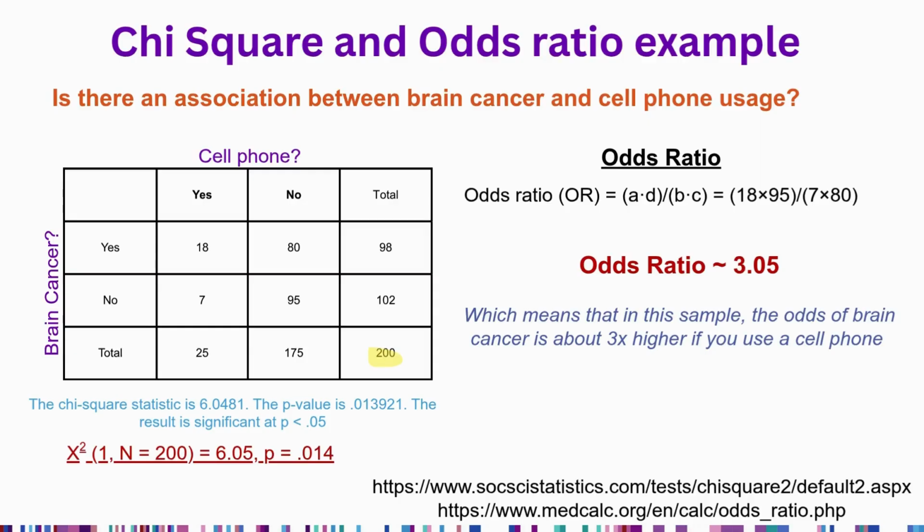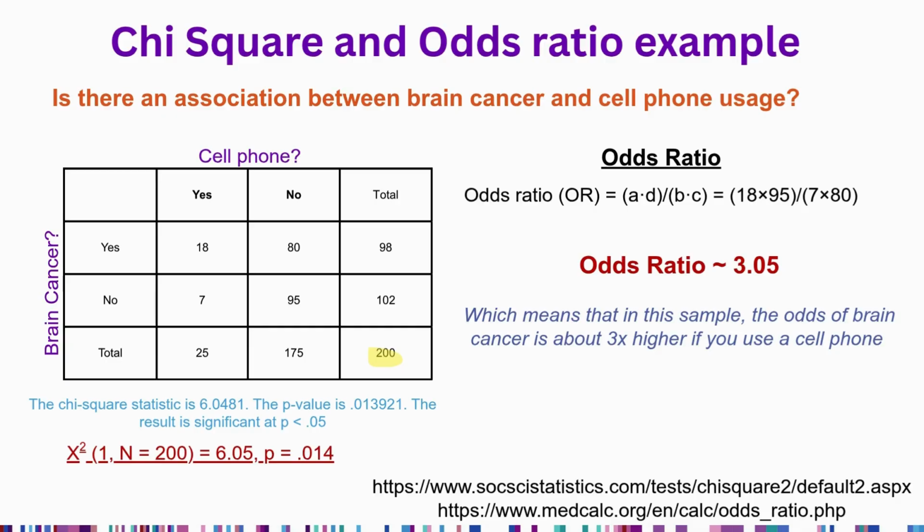All right, let's walk through a chi-square and an odds ratio example. Let's ask the question, is there an association between brain cancer and cell phone usage? Here is a table representing people who do and don't have brain cancer and whether or not they use a cell phone. Notice the total n is 200 and represents how many participants are included. All right, now I'm going to use a website called Social Science Statistics to calculate the chi-square.